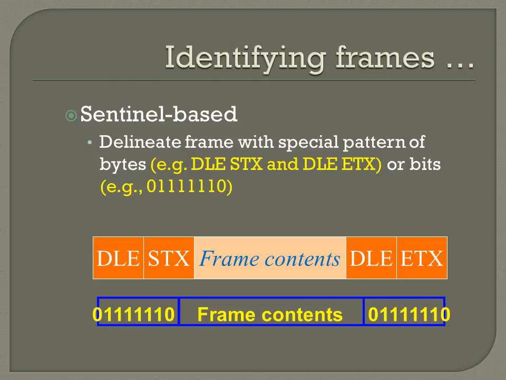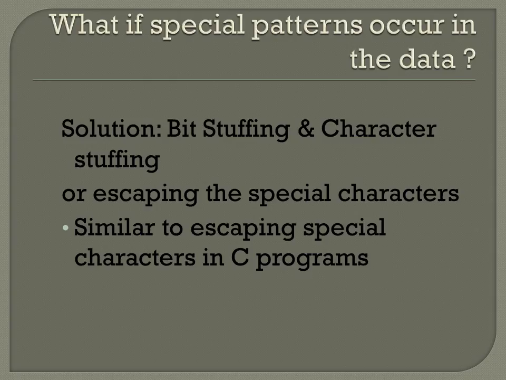Now the only problem we have is when such a character pattern or a bit pattern appears as part of the data itself. So what will you do then? Because this data now will be interpreted as if it is a special character. So we need a mechanism to handle that. What is the solution for this? The solution that we have for this is called bit stuffing or character stuffing. In the case of bit oriented framing, we use the technique called bit stuffing. In the case of character oriented framing, we use the technique called character stuffing.